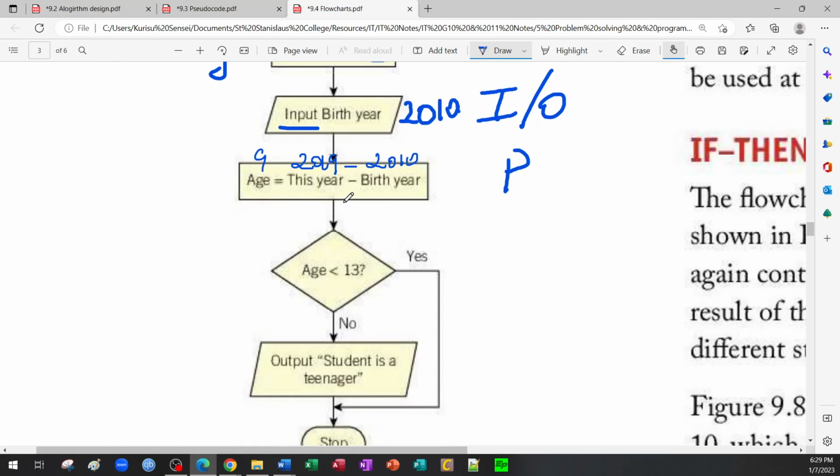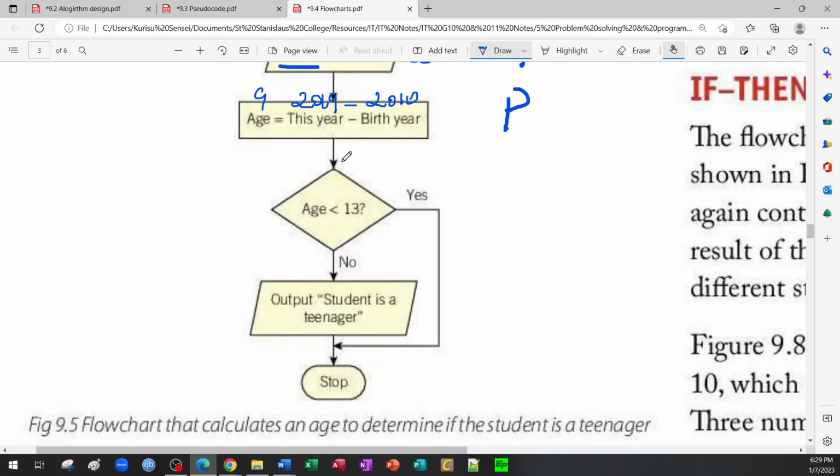So we come down now, since we already carried out this step here, and we're at our decision symbol. Remember, our diamond is our decision symbol. So we have to ask it in a question format. Is age less than 13? What is age? Age has a value of 9 inside of it. So is 9 less than 13? The answer is yes. Now yes is our true statement, right? So 9 is less than 13, that is true. So we go with yes.